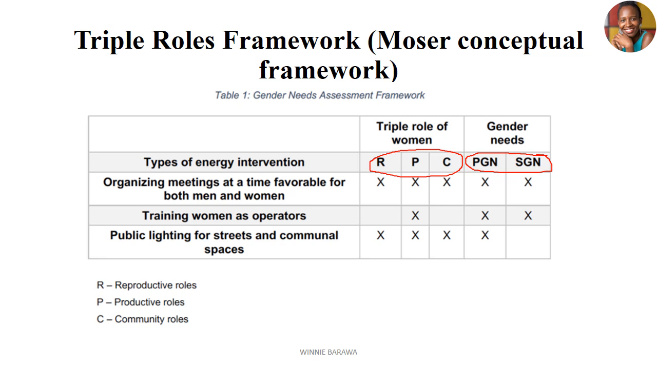But now, what are the gender needs? This will cater for both practical and strategic needs. So this is how the framework is done. You look at the roles and then you compare the needs. Is a particular role being affected and is it going to affect a specific need? So that's how the framework is done. And this is what we call the triple role framework or the Moser conceptual framework.